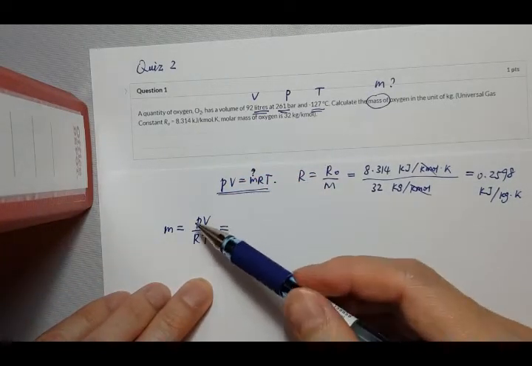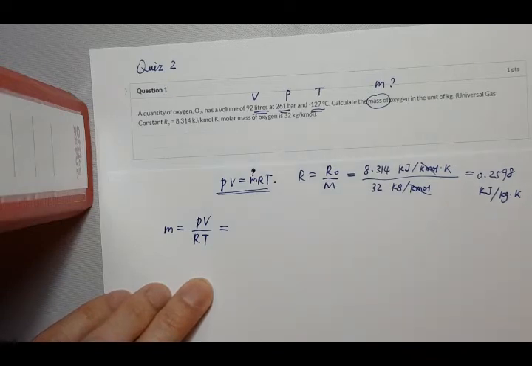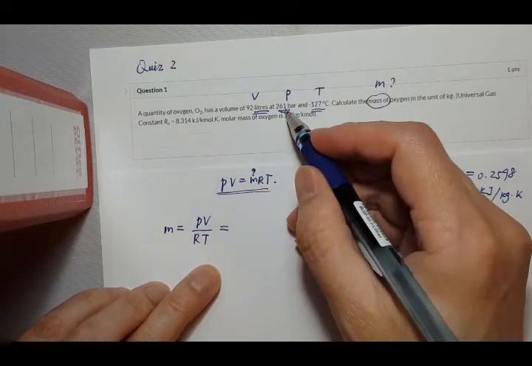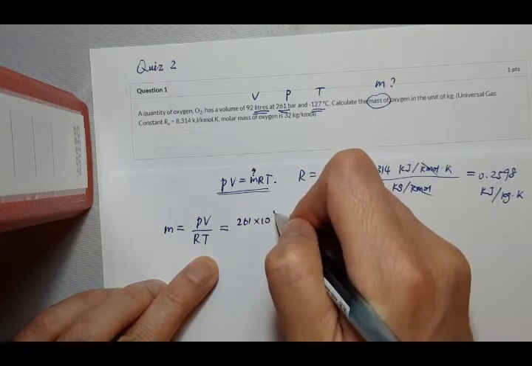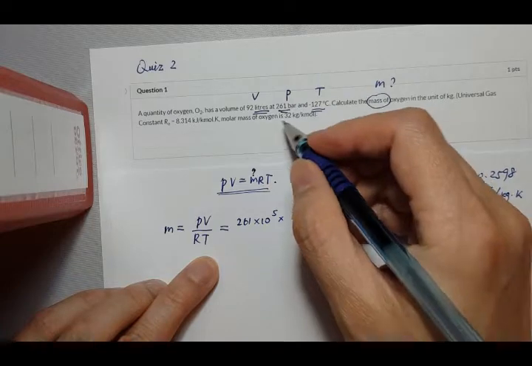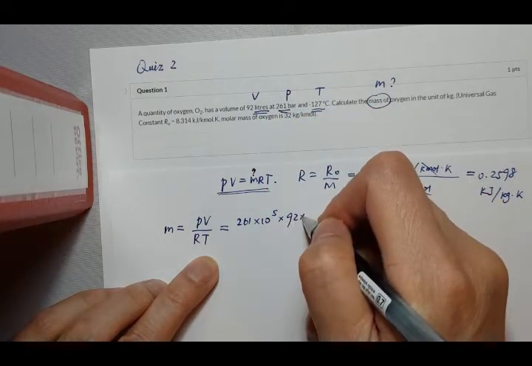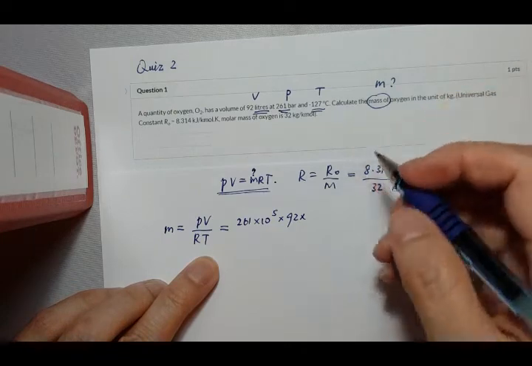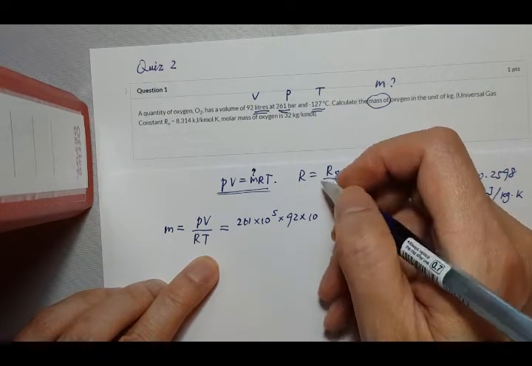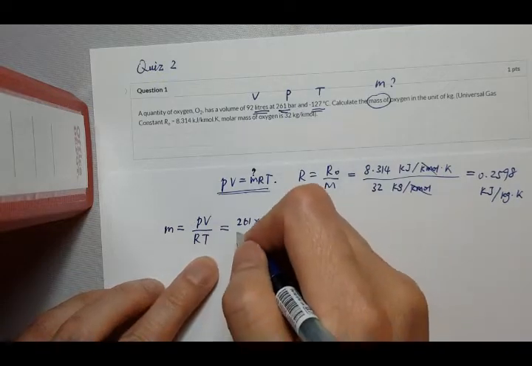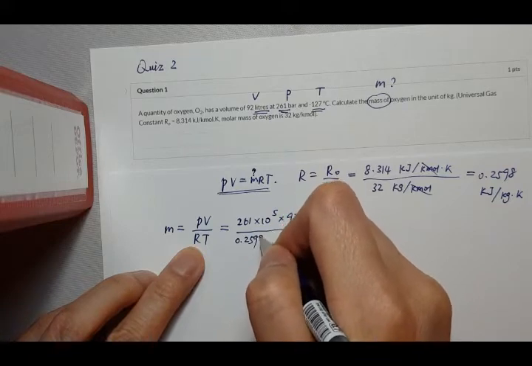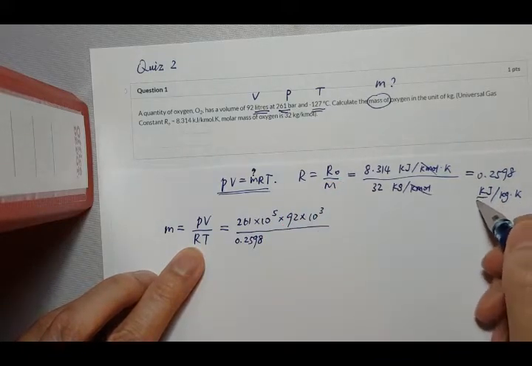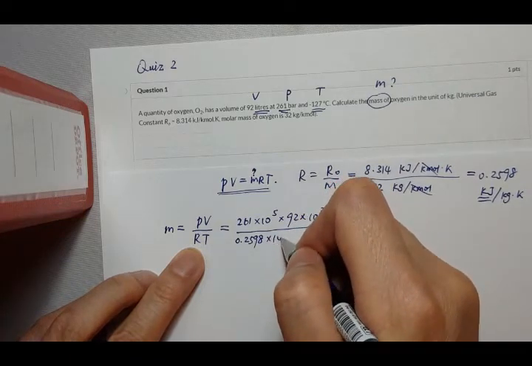You can see here we have 1, 2, 3, 4 variables, so we need to convert everything to SI-based units. P is 261 bar, so times 10 to the power 5 to get Pascal. V is 92, that's liters, so we need to convert that to cubic meter, because 1 cubic meter is 1,000 liters. R here, we just calculate R. But as I said, this is a kilojoule, so we need to times 1,000.